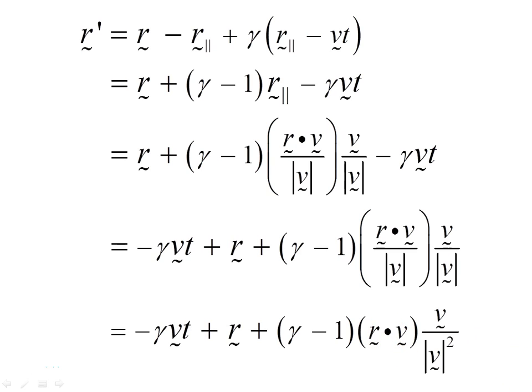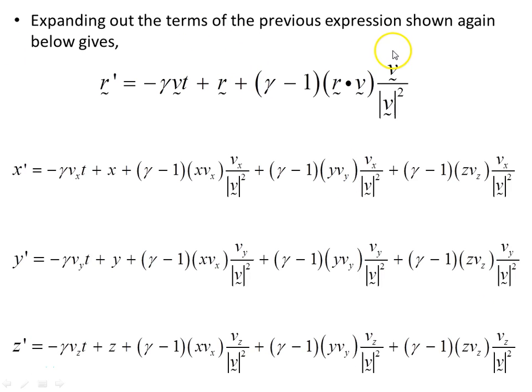So I'll repeat that last line. Expanding out the terms of the previous expression, shown again below here, gives the bit from the last line from the previous page. We want to expand this out. So we want to start with the x component in the r prime frame. That's x prime, which is minus gamma, the x component of v, and then the x component of r. And then here we want the x component of v, there, and there. But the bit in brackets, order of operations, we need to evaluate it.